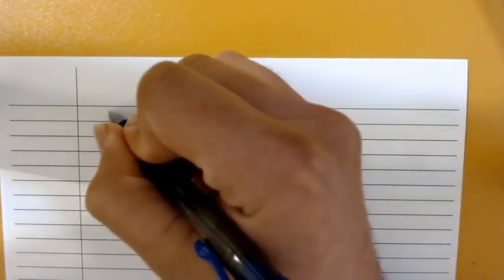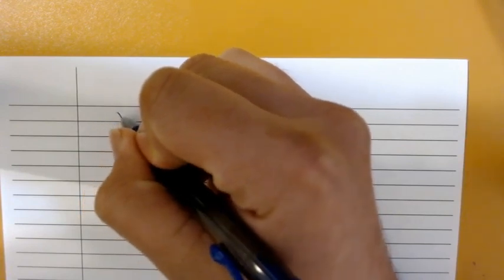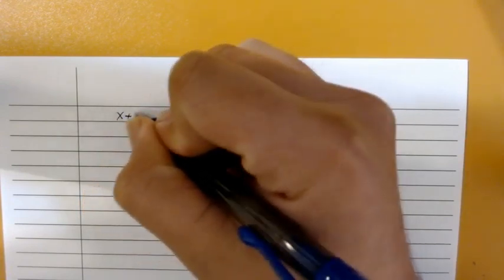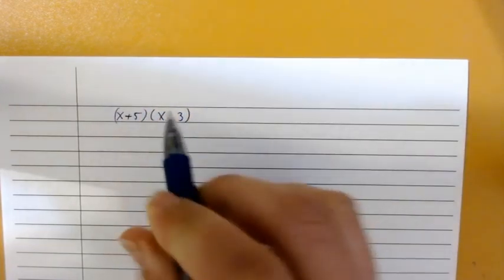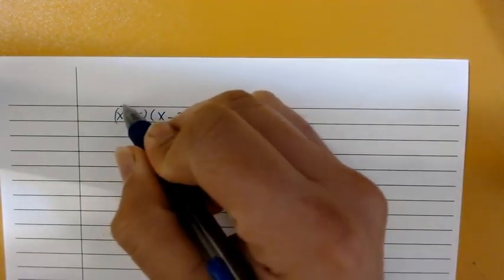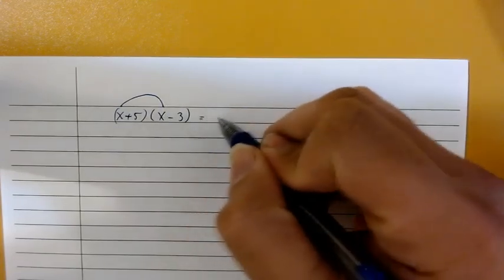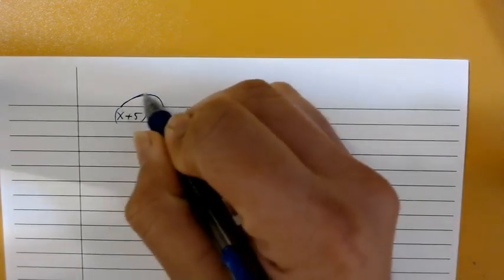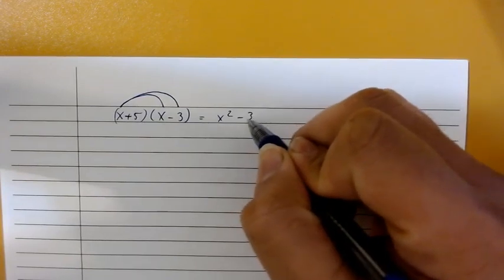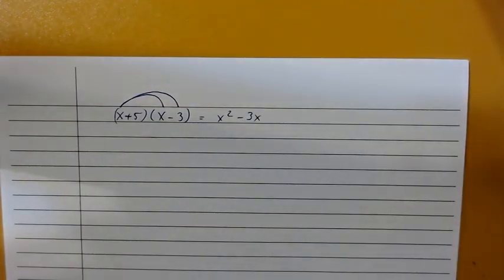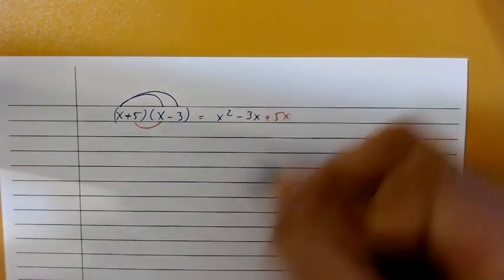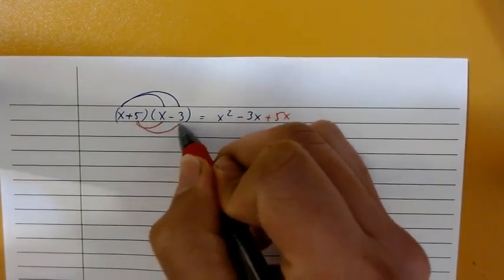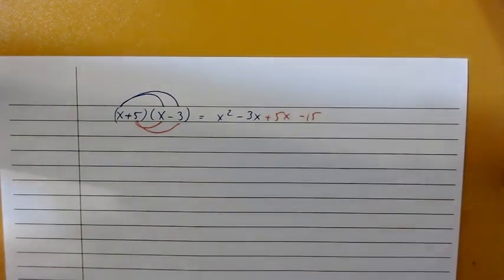When you multiply a polynomial expression, that's done by distributing. So let's say we have x plus 5 multiplied by x minus 3. To multiply, we would take x times x, which gives us x squared, x times a negative 3, which is minus 3x, 5 times x, which is a positive 5x, and 5 times a negative 3, which is a negative 15.